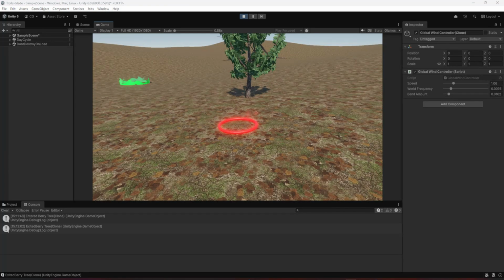I have a number of trees that have different growth stage lengths. This one, being the berry tree, has reached its max growth stage. If I try to grow it again, it will instead start producing fruit.